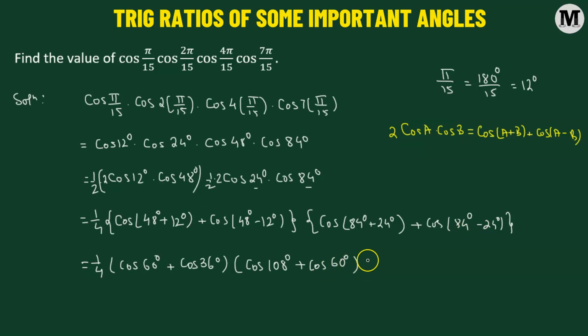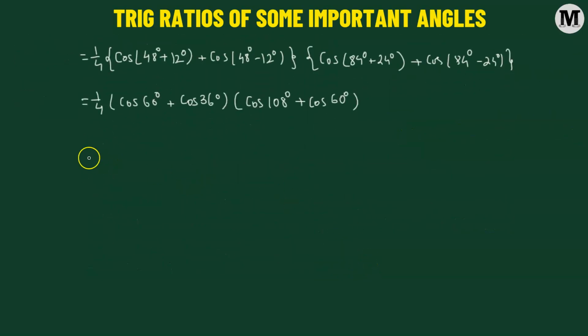Now let's try to find the value of each of the cosine functions. Cosine of 60 degrees has a standard value of 1/2. We also have a standard value for cosine 36 degrees. Cosine of 36 degrees is given by square root of 5 plus 1, divided by 4. And we have cosine of 108 degrees.